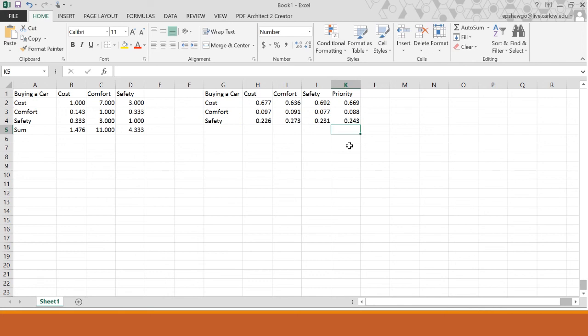It is clear that for this example, we give more importance to the cost criterion, followed by safety, and then the comfort factor has minimum weight in our purchasing decision. We can interpret that cost has 66.9% of the overall importance, because that's the number we have here, followed by safety with 24.3%, and comfort with only 8.8%.